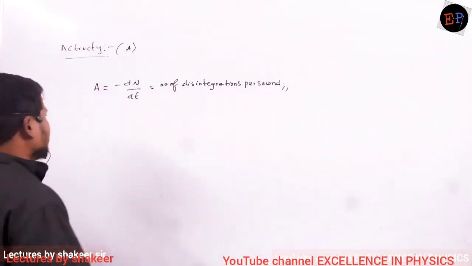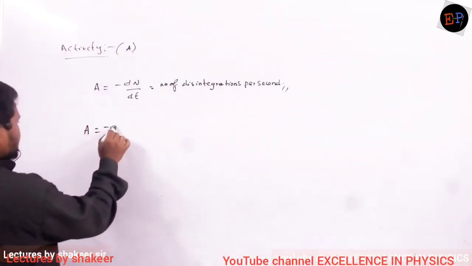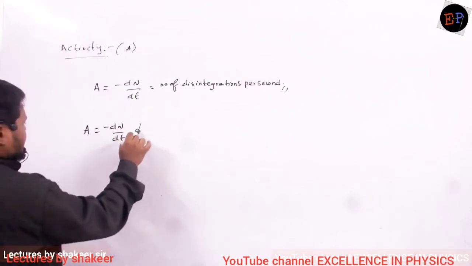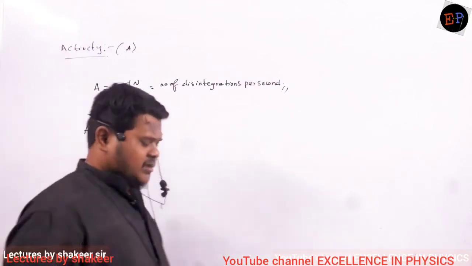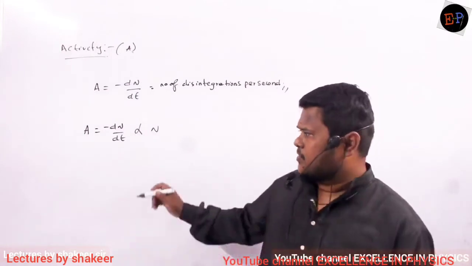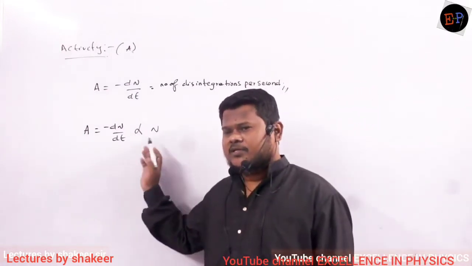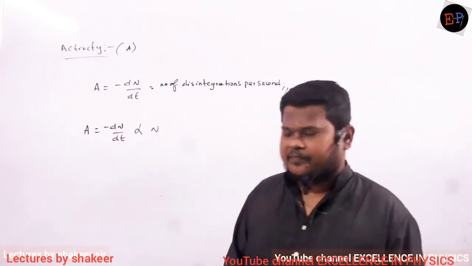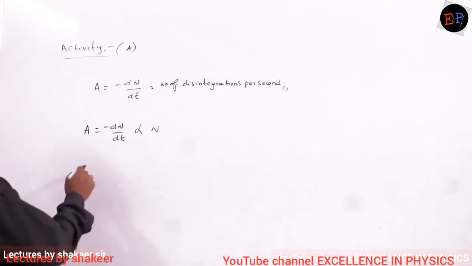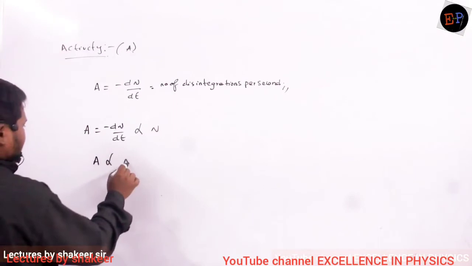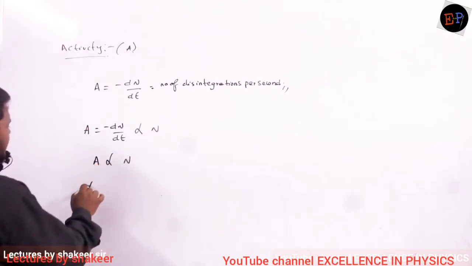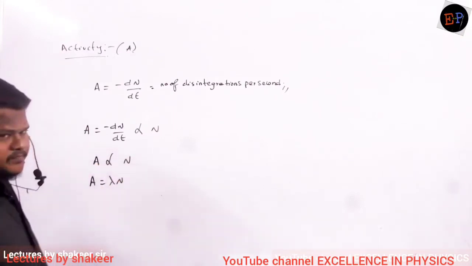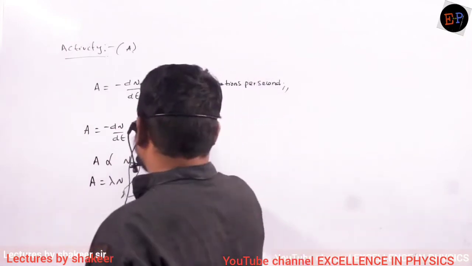So therefore, let us see, A is equal to minus dN by dt, and it is directly proportional to N. Already we have studied it previously, no? Number of disintegrations per second depends on what? Initial number of atoms. If the number of atoms is greater, more disintegrations will happen. Clear, no? So therefore I can write A is proportional to N. Okay, and we know that A is equal to lambda into N, no? This relation was written like this only, no?